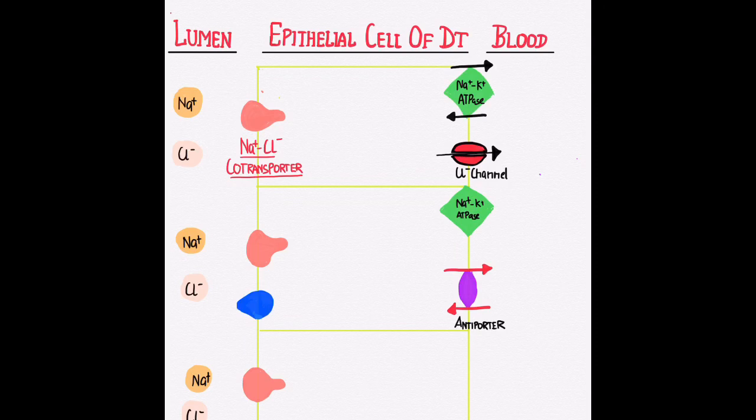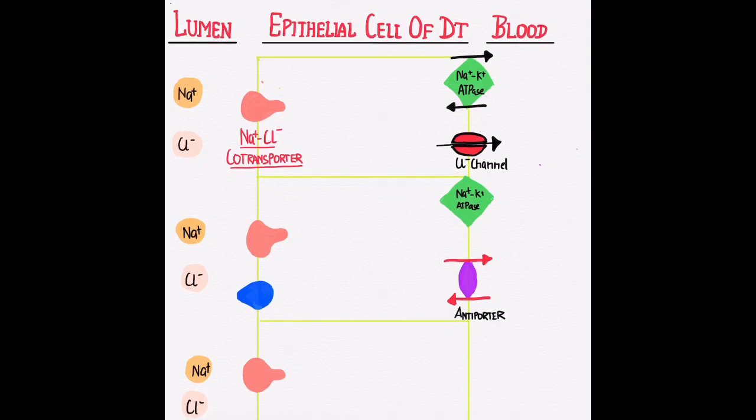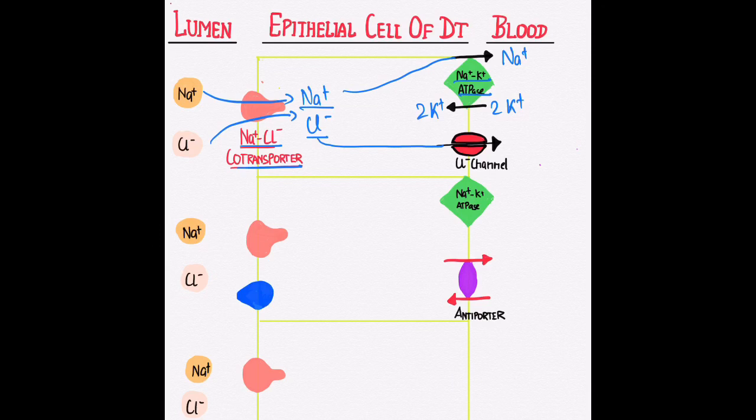Now, in order to understand the mechanism of action of thiazides, let's first take a look at the normal reabsorption mechanism occurring in the distal tubules. This thiazide-sensitive sodium chloride cotransporter is responsible for drawing sodium and chloride ions into the cell. Now, 3 sodium ions are pumped outside into the blood for every 2 potassium ions entering the cell through the sodium-potassium ATPase pump. And this chloride ion also enters the bloodstream through this chloride-sensitive channel present on the basolateral membrane of the distal tubular cell.